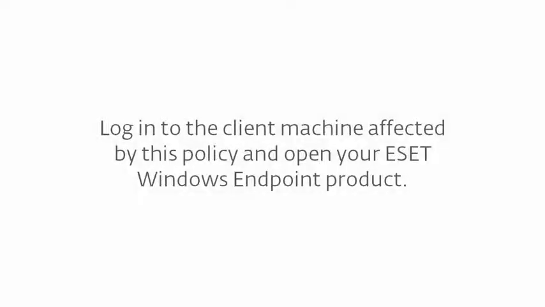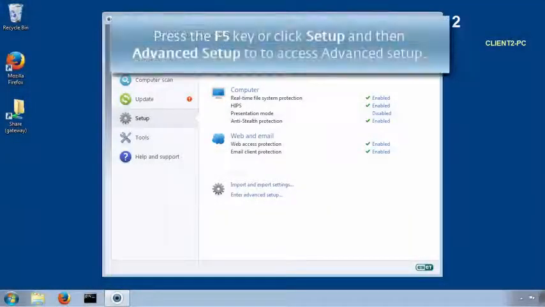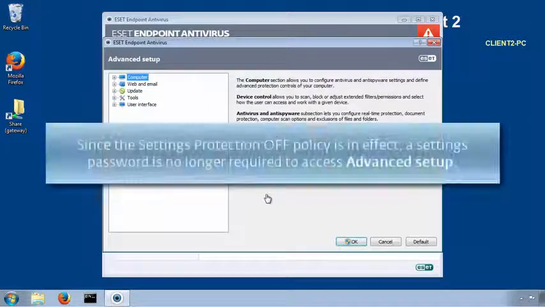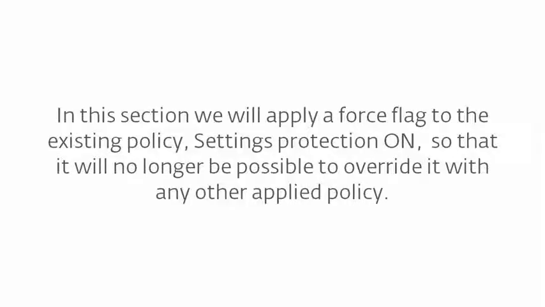Log into the client machine affected by this policy and open your ESET Windows endpoint product. Press the F5 key or click Setup and then click Enter Advanced Setup. With the new policy in place, you'll no longer be prompted to enter a password to access the advanced setup settings. In this section, we'll apply a force flag to an existing policy so that it will not be possible to override this policy with another policy.